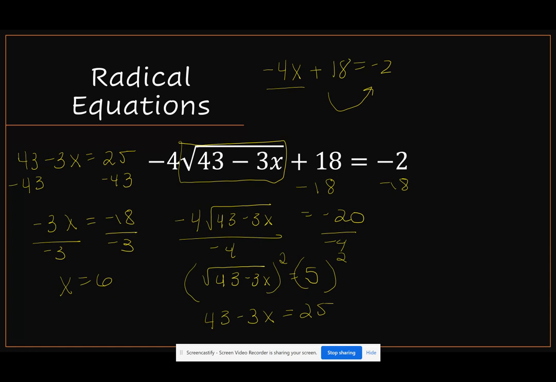So now you want to check for an extraneous solution. So if you have the square root, remember cube roots can be negatives, but square roots can't have a negative under there. So since it's square root, we need to make sure it's not going to be a negative under there. So if we plug in the 6, it's the square root of 43 minus 3 times 6. 43 minus 18 will be positive, so that answer works.